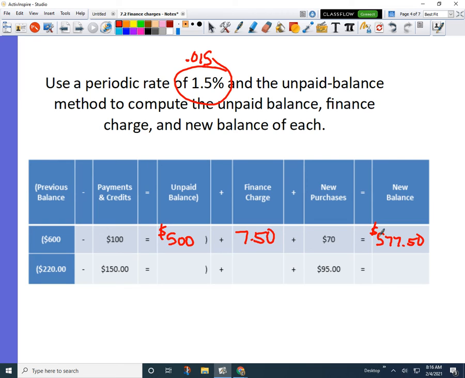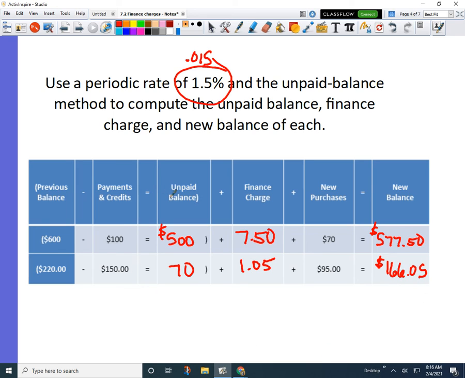The first part of your homework is just like this. You've got a table, fill in the 3 boxes, they'll turn green if they're right. All right, $220 is the previous balance, $150 in payments and credits, so our unpaid balance is $70. So I take that $70 times 0.015. Our finance charge is $1.05. So $70, $1.05, and $95. Our new balance starting the new month is $166.05.